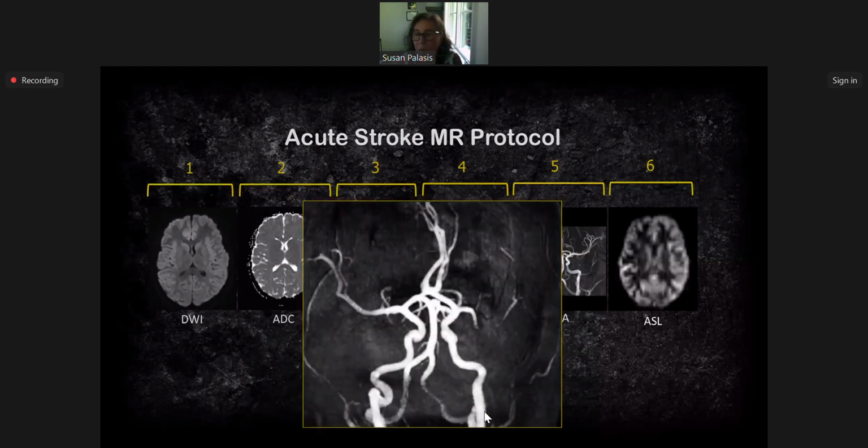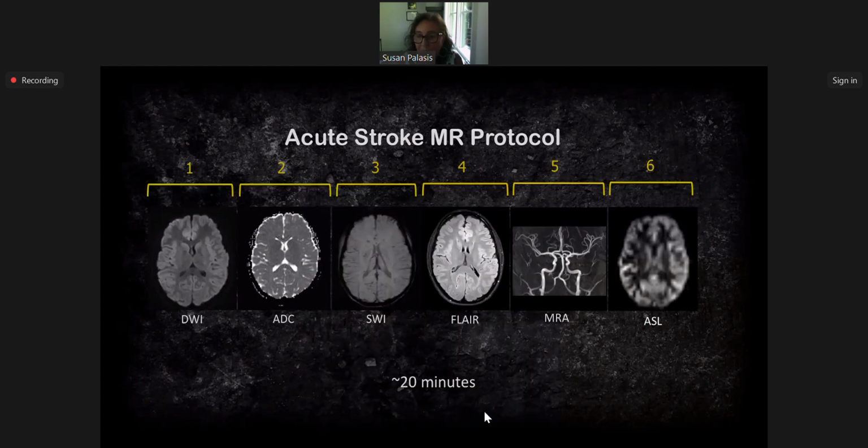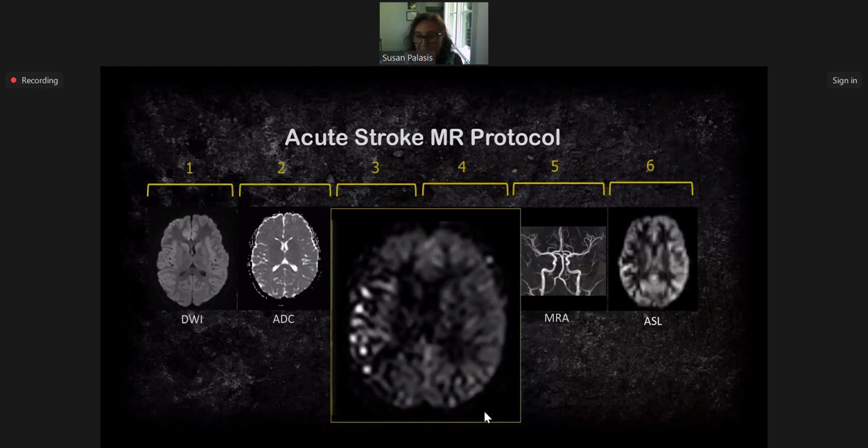Of course, we're going to do an MRA, which can show us a vascular irregularity, like a focal cerebral arteriopathy or the presence of an LVO. And then lastly, the ASL sequence, which takes some time, but it's actually a super helpful sequence. I try to include it if I can get the child to hold still to that point.